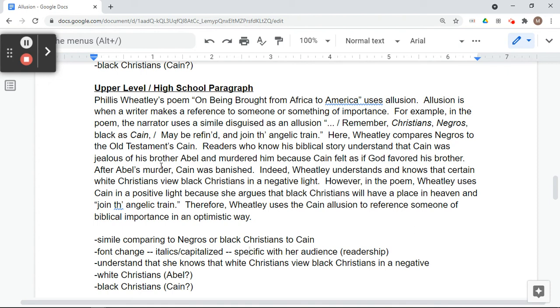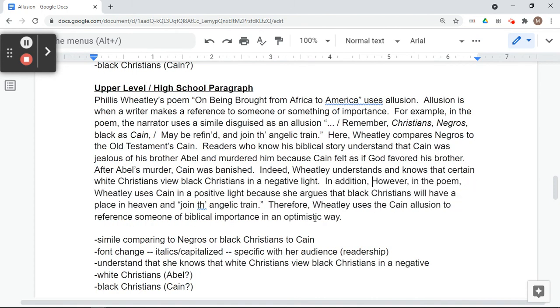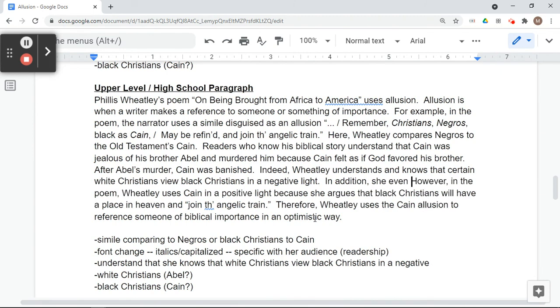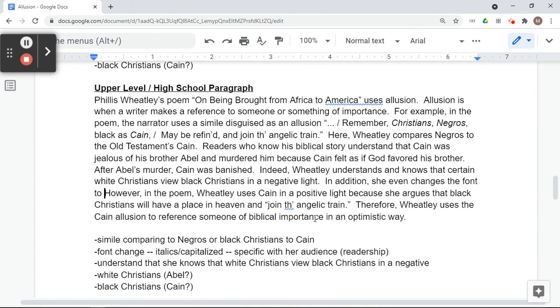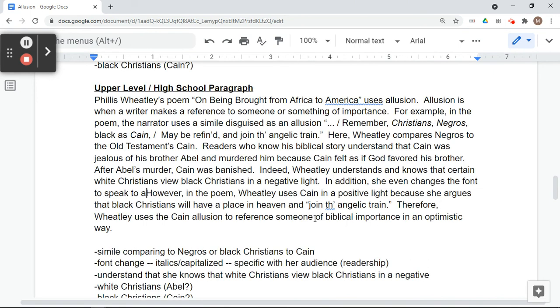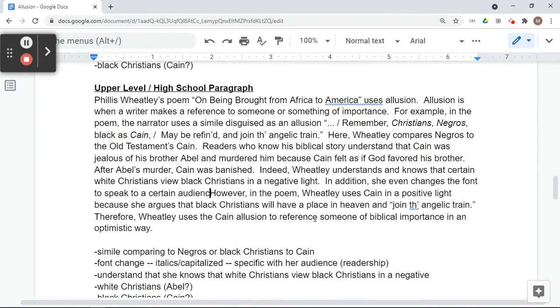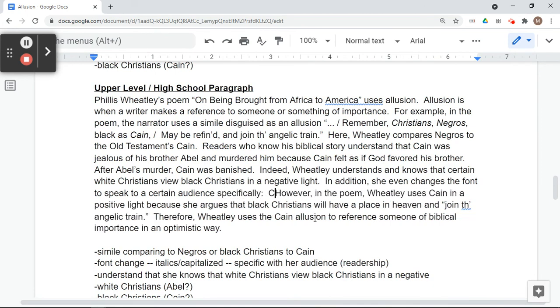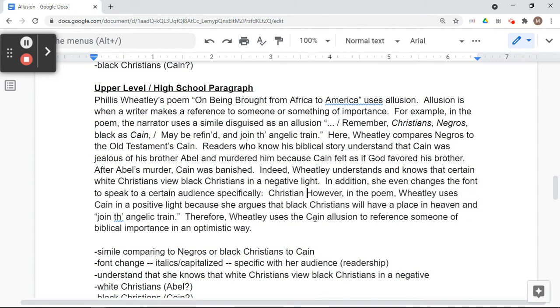Indeed, Wheatley understands and knows that certain white Christians view Black Christians in a negative light. And I'm adding more information, so I'm going to use the transition word in addition. In addition, she even changes the font to speak to a specific audience, specifically Christians and Negroes.